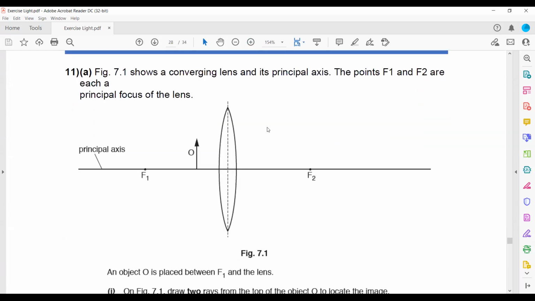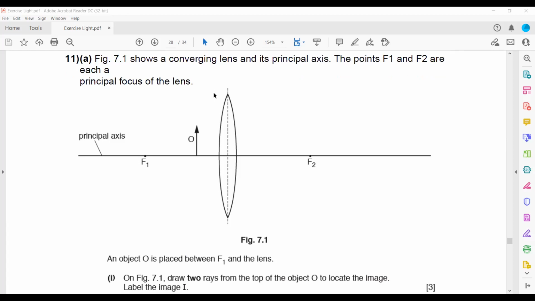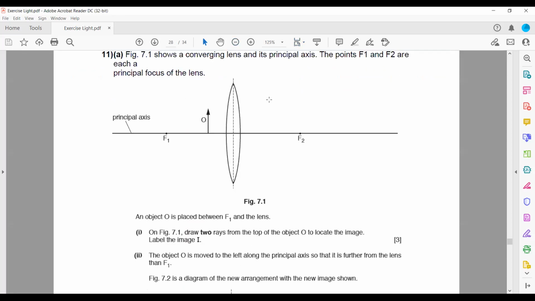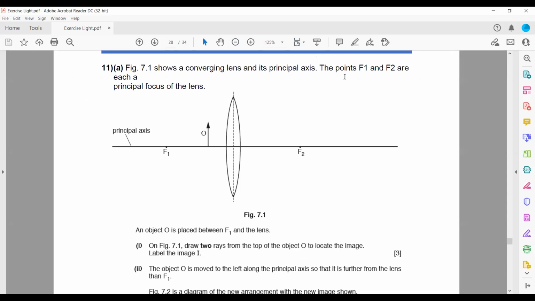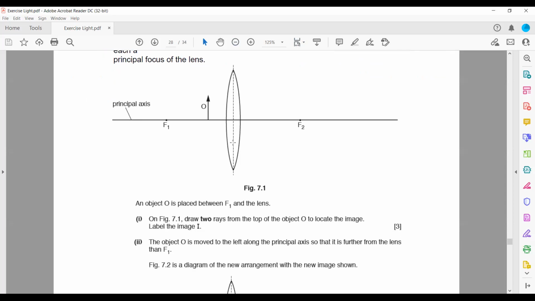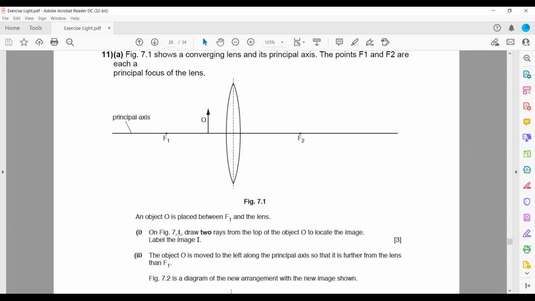Another question related to the lens. Figure 7.1 shows a converging lens and its principal axis. The points F1 and F2 are each the principal focus of the lens. On the figure, draw two rays from the top of the object and locate the image. So how to locate an image? First, draw the parallel light ray till the center of the lens, from where it will pass through the focus. Draw the line as long as possible, that's not an issue. Then one through the center, it will pass straight.